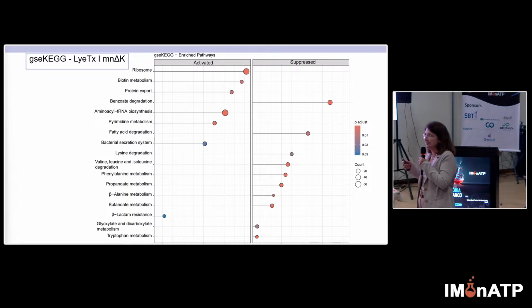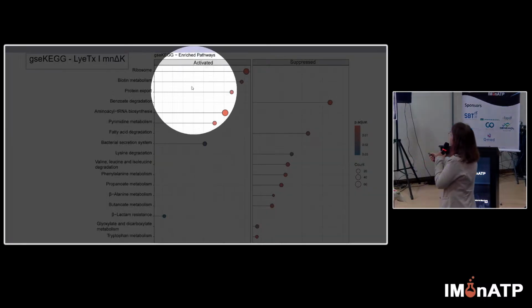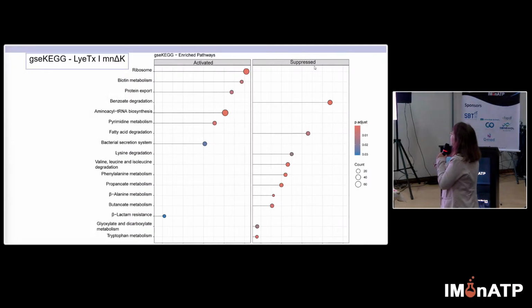Unfortunately, we could not see for all genes because almost 50% of them are unannotated. We have no idea what they are. And then we looked for about 1,500 genes that are differentially expressed, activated, or repressed. And this is the response to the peptide.